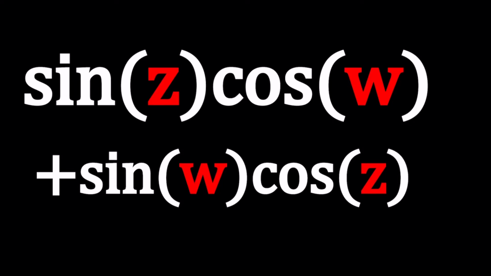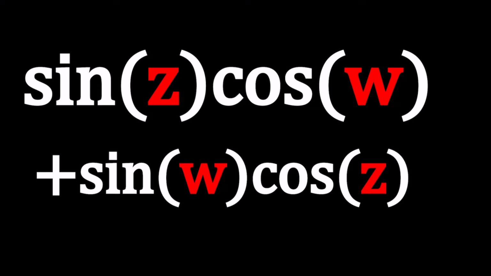This channel is all about complex numbers, and in this video, we're going to be simplifying a complex trigonometric expression, or a trigonometric complex expression. We have sine of z times cosine of w plus sine of w times cosine of z. Z and w are complex numbers.